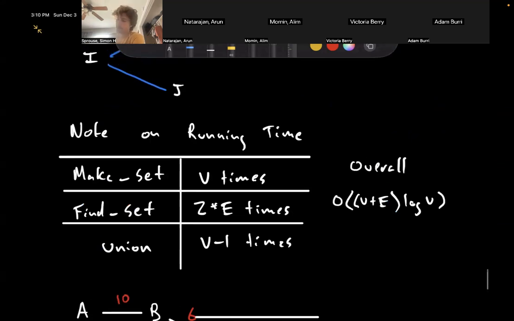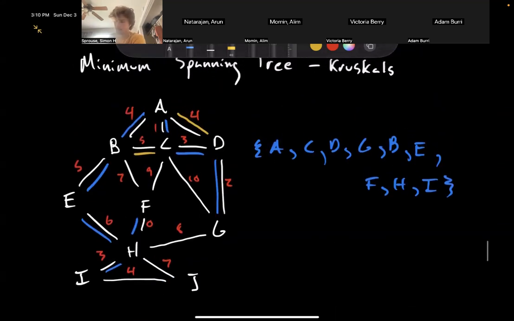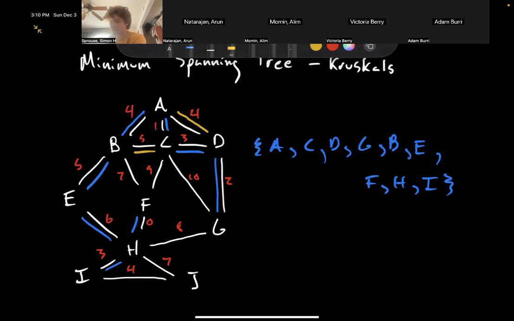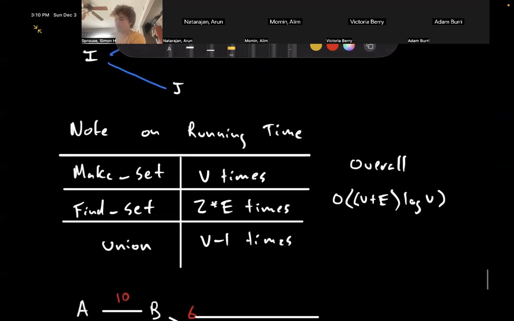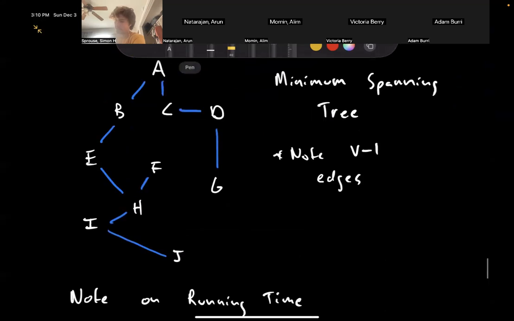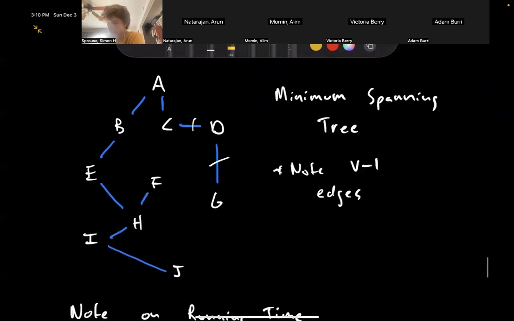Find set is going to happen 2 times E times, which again makes sense because for each edge that we're looking at, it is potentially the case that we have to find the set that this vertex belongs in before we can do any kind of union operation. And then for union, that's going to happen V-1 times, because it's going to happen once for each of these connections that we add.